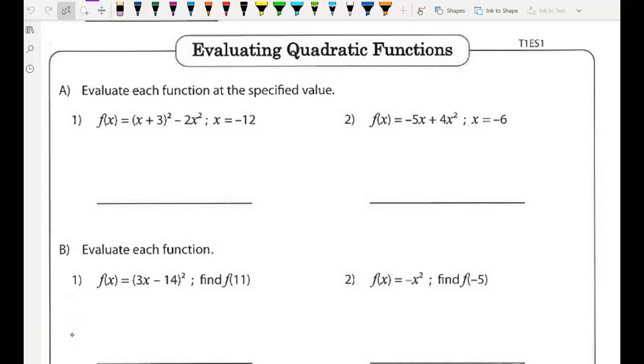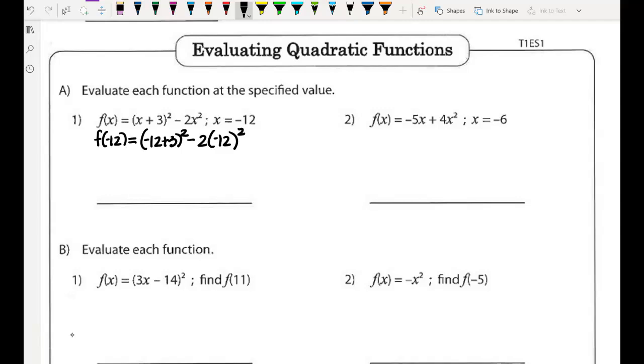So the first one says f of x equals the quantity x plus 3 squared minus 2x squared. And they want us to evaluate that when x equals negative 12. So they're saying f of negative 12 equals, wherever I see x, I'm going to substitute in that negative 12. So the quantity negative 12 plus 3 squared minus 2 times negative 12 squared. You have to make sure you're using those parentheses appropriately.